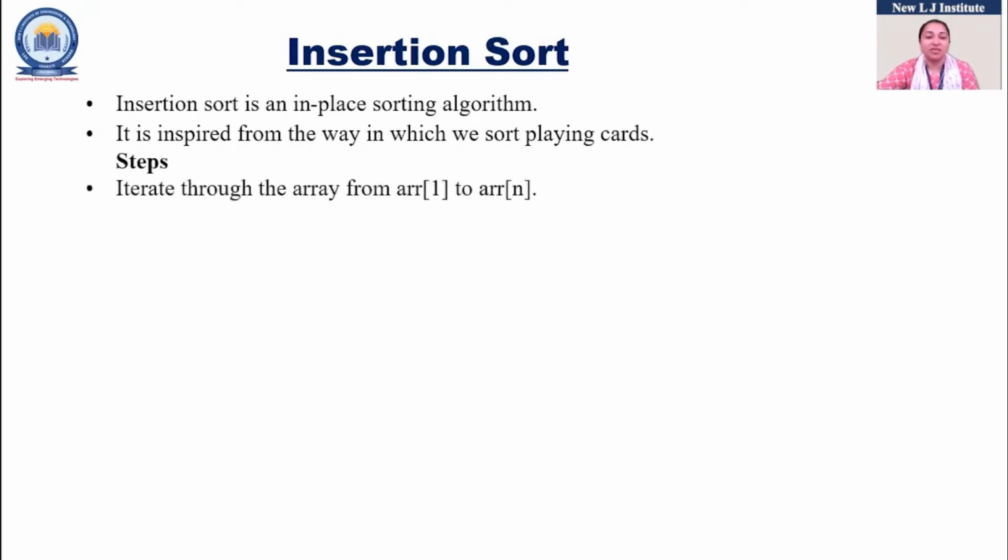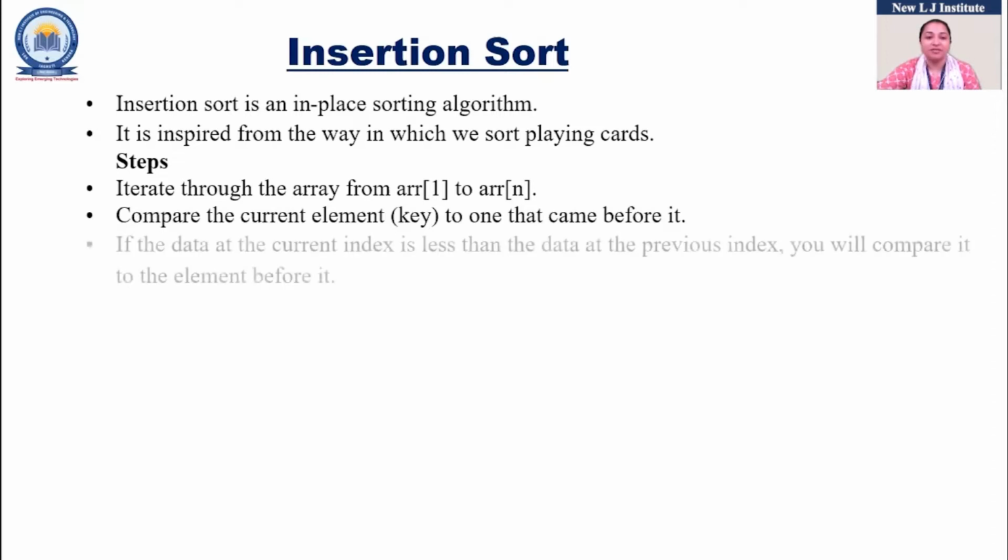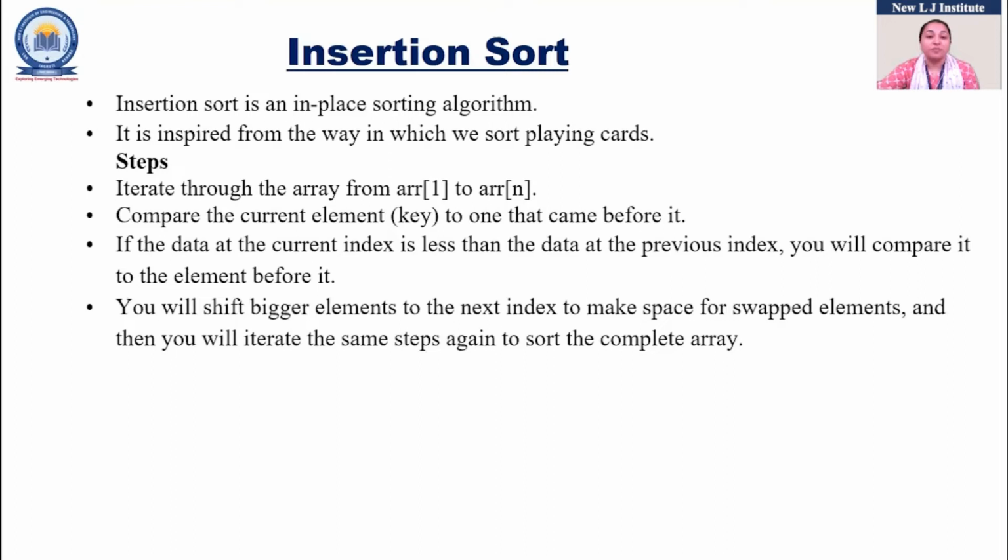So what are the steps involved in it? We will iterate through the array from the first element to the last element of the array. We will compare the current element or key to the one that came before it. If the data at the current index is less than the data at the previous index, we will compare it to the element before it. Okay, so this procedure will be continued till the end. So we will shift bigger elements to the next index to make space for swapped elements, and then we will iterate the same steps again to sort the complete array. So this is how insertion sort will proceed.